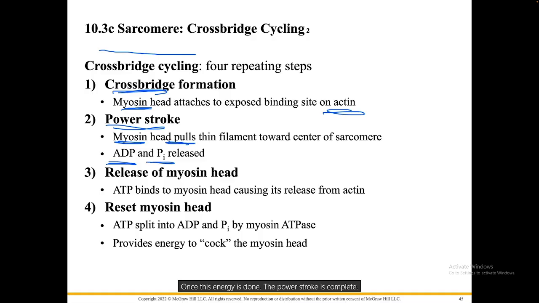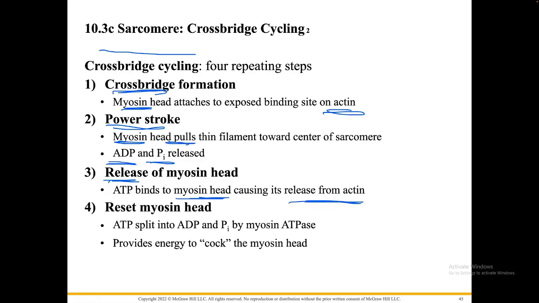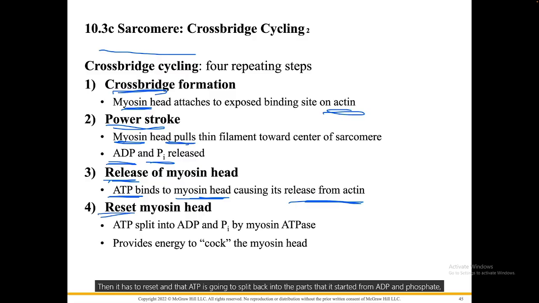Once this energy is done, the power stroke is complete, then it lets go. The myosin head releases from the actin. But here's another idea. It takes ATP to let go. It takes energy to end a contraction. After this ATP is spent and the myosin, or the thick, lets go of the thin, then it has to reset. And that ATP is going to split back into the parts that it started from, ADP and phosphate. And the enzyme is going to help make that happen.